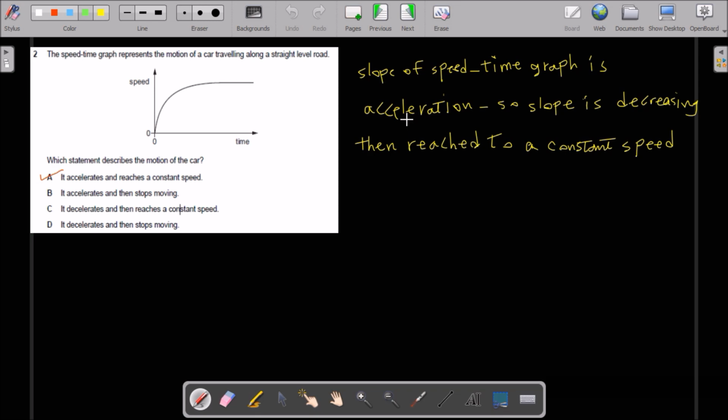The speed-time graph represents the motion of a car traveling along a straight level road. Which statement describes the motion of the car? Okay, you know that the slope of a speed-time graph is acceleration. So the slope is decreasing, then reaches a constant speed. That's why you should choose A. It accelerates and reaches a constant speed.